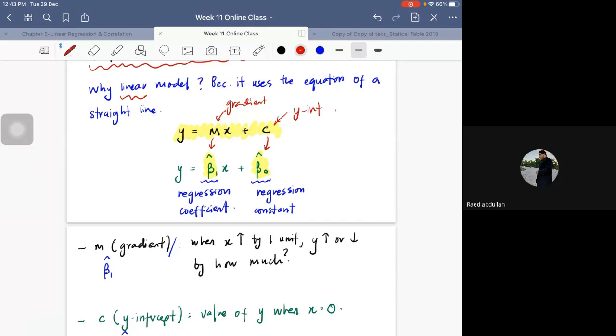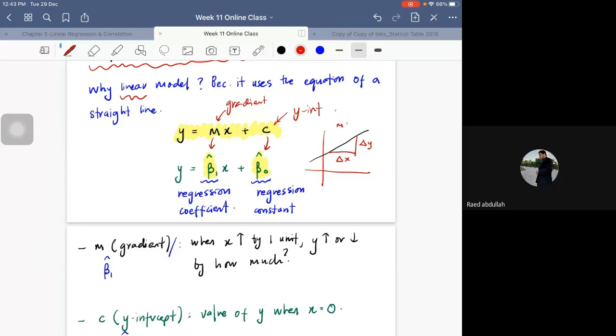Okay, for example, let's say I were to sketch a function that looks like this, and this is going to be my straight line. So how do we calculate the gradient? The gradient is denoted by m. The gradient is actually given by the change in y over the change in x. So that will be the formula: delta y over delta x.